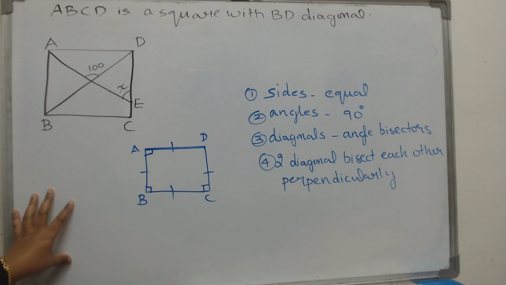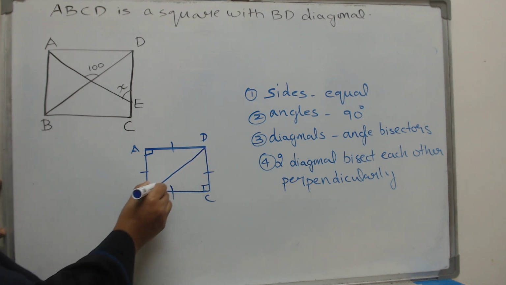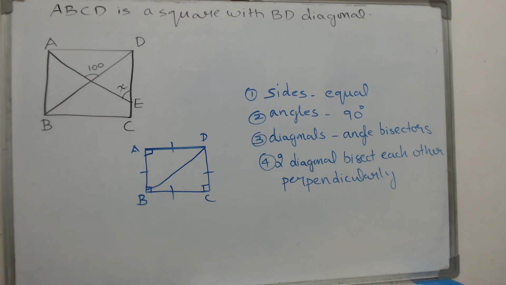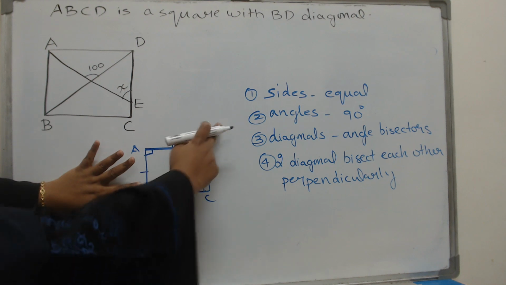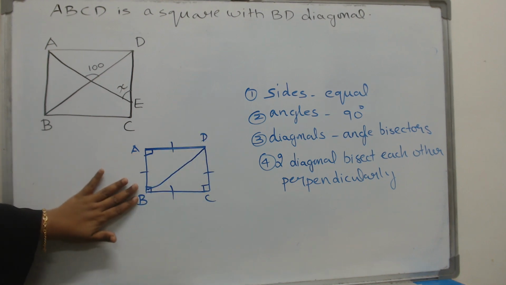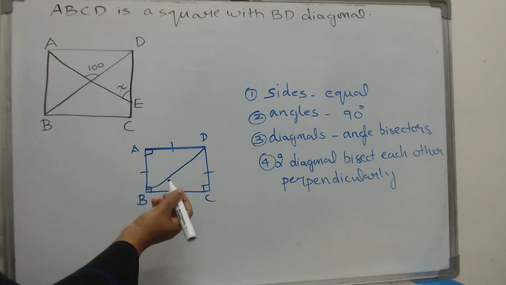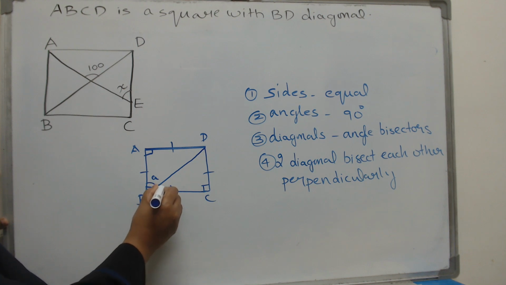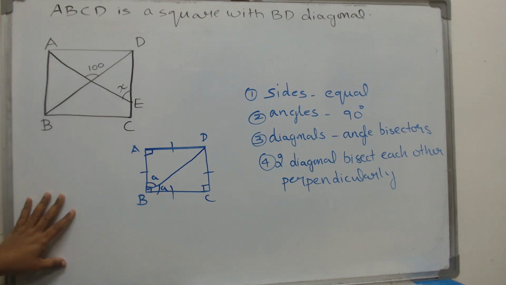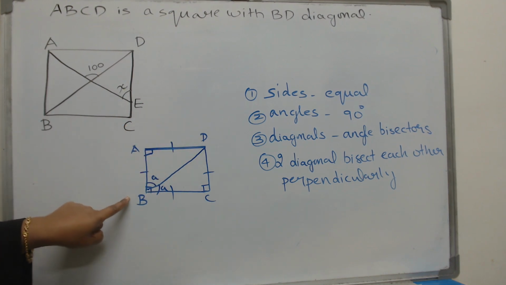Each and every diagonal. How many diagonals are there? 2 diagonals. Each of them act as angle bisectors. What do we mean by an angle bisector? The diagonal connects two vertices, right? Both of these vertices, it divides them into two equal parts, which means if this is say A degrees, then this will also be A degrees. So the diagonal cuts the two connecting vertices into two equal parts.